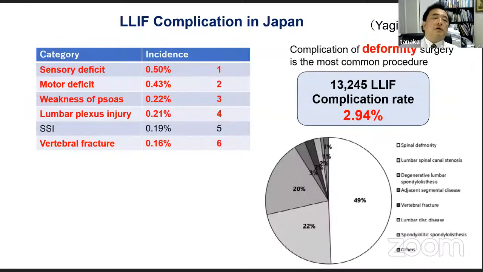If you look at the complications, number one is sensory deficit and motor deficit, weakness of psoas, and lumbar plexus injury. SSI, for every kind of procedure, the surgical site infection is very common. And for LLIF, the vertebral fracture is one of the most common complications, totally about 3% complication rate. As you know, for deformity, it's very difficult to put the cage. That's why among all procedures, the deformity surgery is the most common.